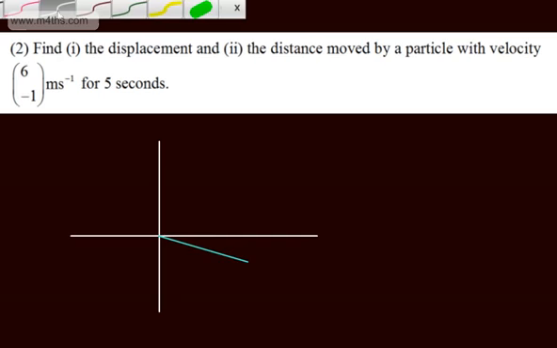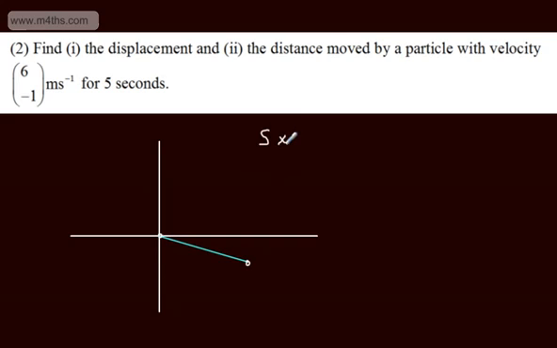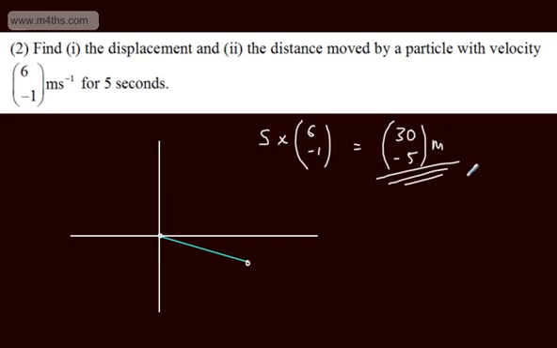We can look at this a couple of different ways. The displacement is simply going to be 5 times this. Every second we're moving here. So if we do that, we have 5 times 6i - j, which gives us 30 and then minus 5. So that is the displacement vector. That is going to be in meters. So if you ask for the displacement vector, that's what it is.